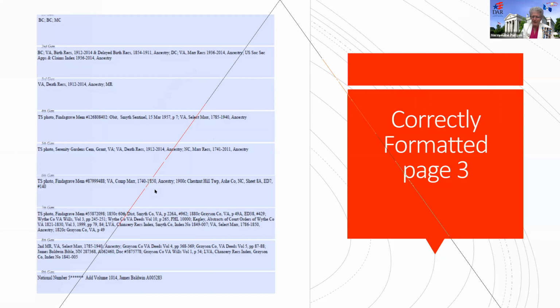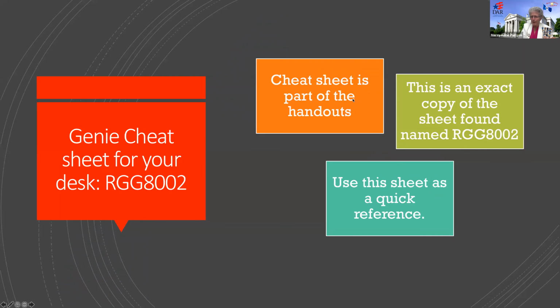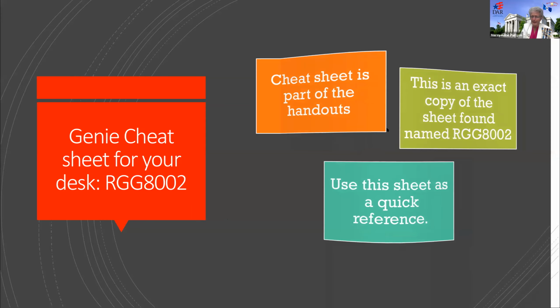Cheat sheet RGG 8002 is in your handouts. It's the blue thing we handed out last year, or the green when we had them in bright colors. It really makes a big difference for using citations, because you don't have to go in the Genie guidelines and look at it every time.